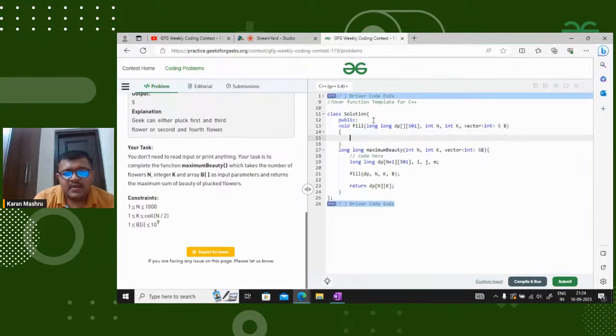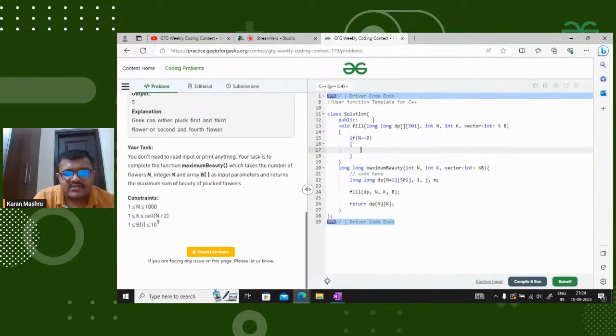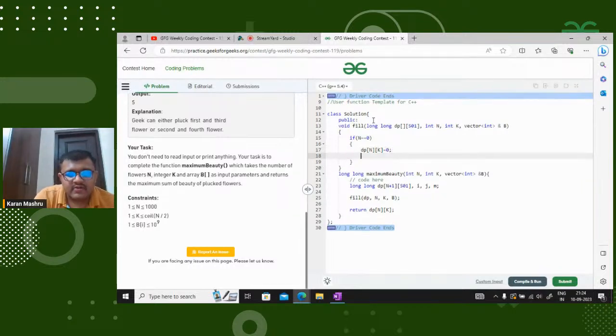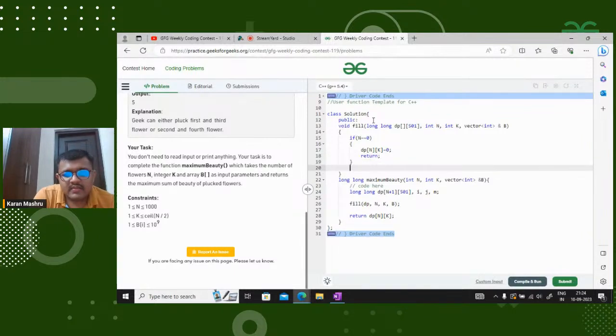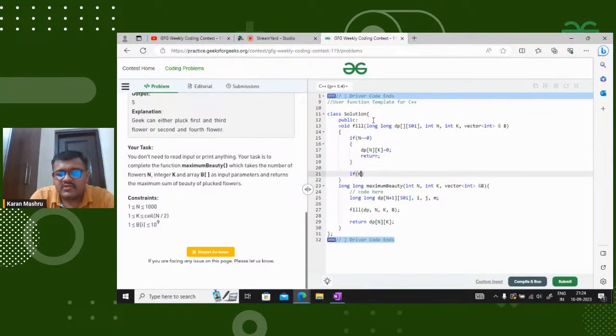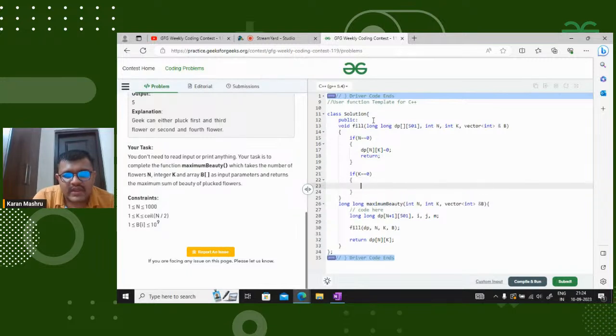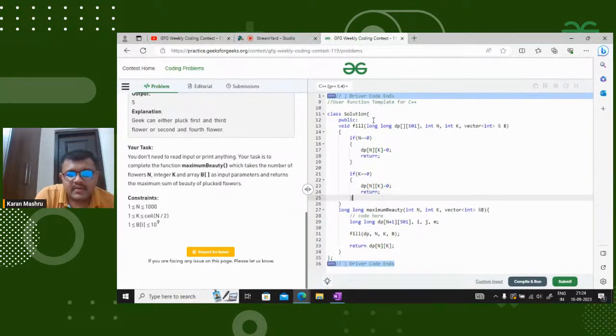Okay. Now let us first of all write the base cases. So if n is equal to 0, that is there are no elements, then dp of n and k would be equal to what? 0, right? And we will return. If k equals 0, that is if no elements are to be considered, then also dp of n and k would be equal to 0 and we will return, right?